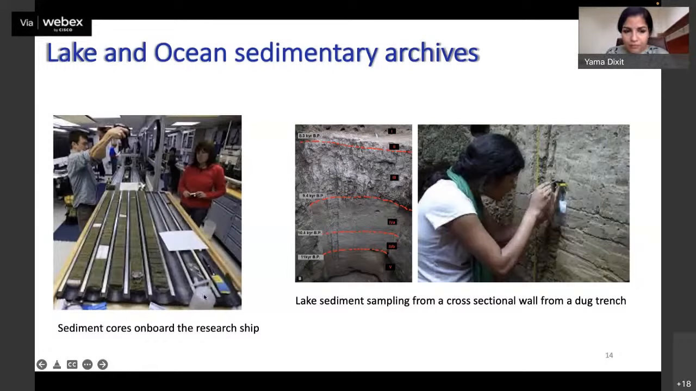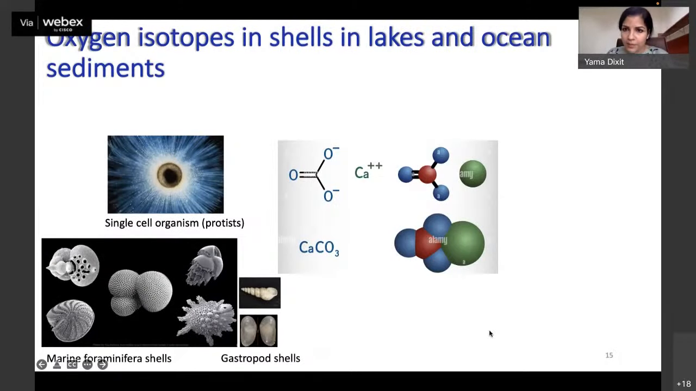Now, if there's no water in the lake, or we're not talking about oceans, if there is a dried lake, we can also get a trench dug, and using a JCB or a normal digger, we can sample every centimeter of these sediments, and then take shells out of them and do the chemistry of those shells, which would reflect climate variables like temperature and precipitation. So yeah, now coming back to the chemistry.